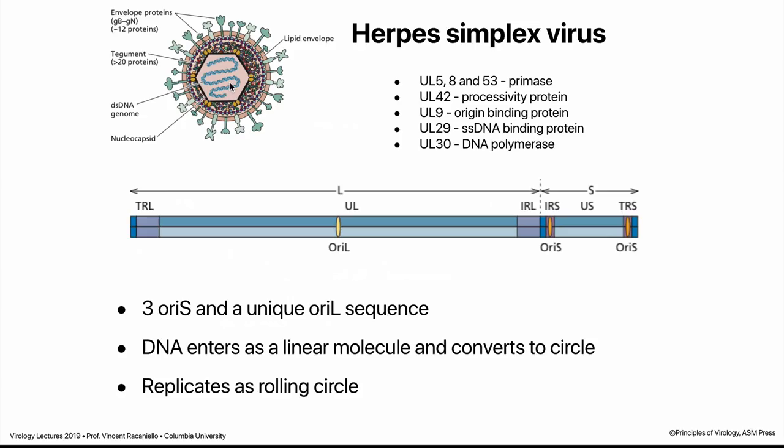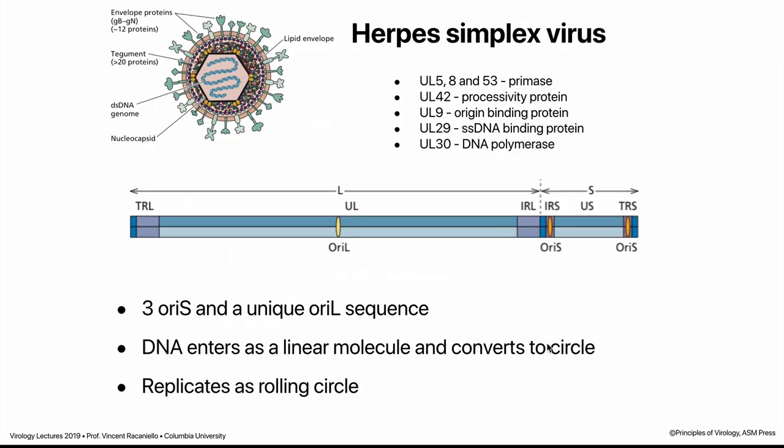The envelope fuses at the plasma membrane, releasing the capsid along with the proteins inside the tegument area, including VP16, which is needed for transcription. But here we're concerned with DNA replication. This genome has three origins of replication: ori L, ori S, and ori S. Again, two S's and one L. And as you will see, the DNA enters the nucleus as a linear molecule. It's converted to a circle and replicates by a rolling circle mechanism.